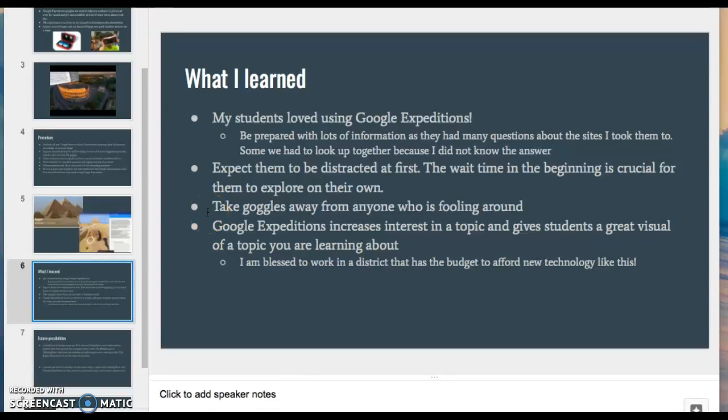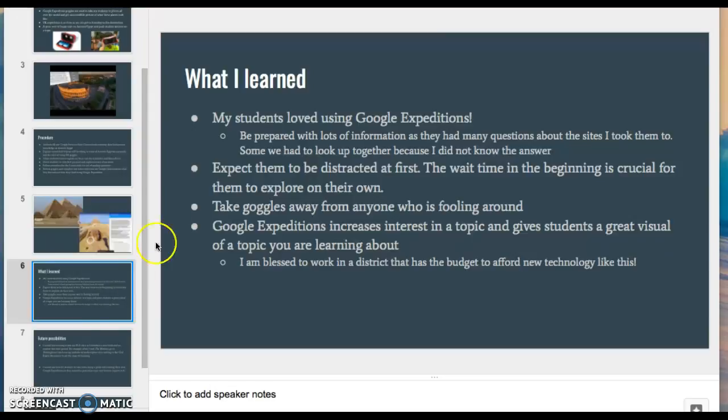And another thing is definitely, it depends, I guess, on the age group of your kids, but there was one student that I had to take the goggles away from, because he was just fooling around and not using them properly. And as I mentioned before, they are very expensive. And I just didn't want him to break it or to hurt anyone else around him because he wasn't paying attention. I found that overall that really increased their interest in the topic that we were talking about, and it also gave them that great visual that we would refer back to throughout the whole unit as they had that picture in their mind.